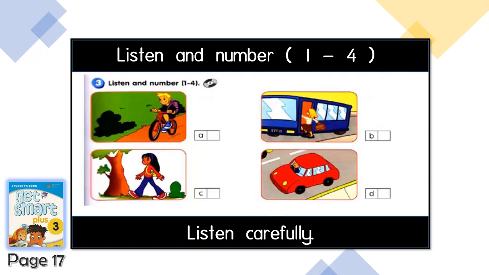Activity 3. Listen and number 1 to 4. 1. Does Mona always walk to school? Yes, she does. She always walks to school. 2. Does Ryan take the bus to school? No, he doesn't. He always rides his bike to school.